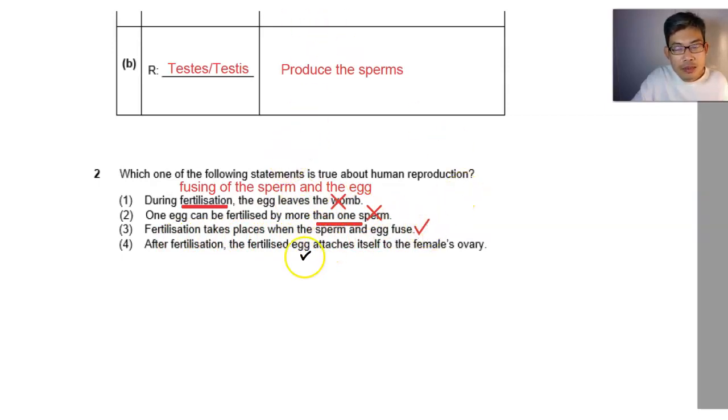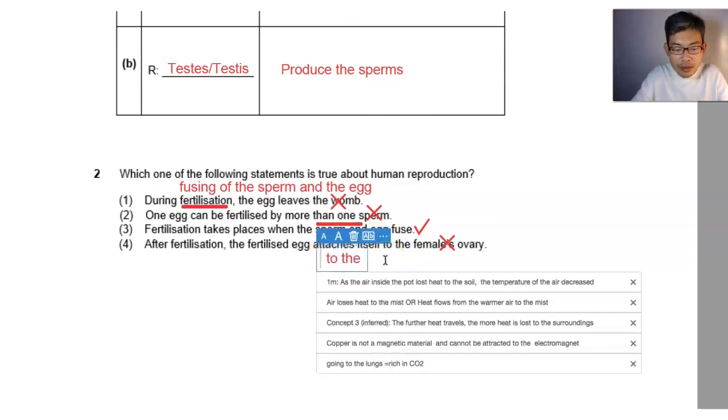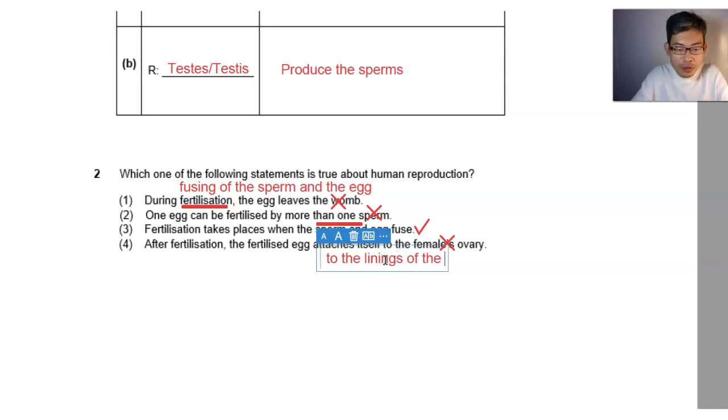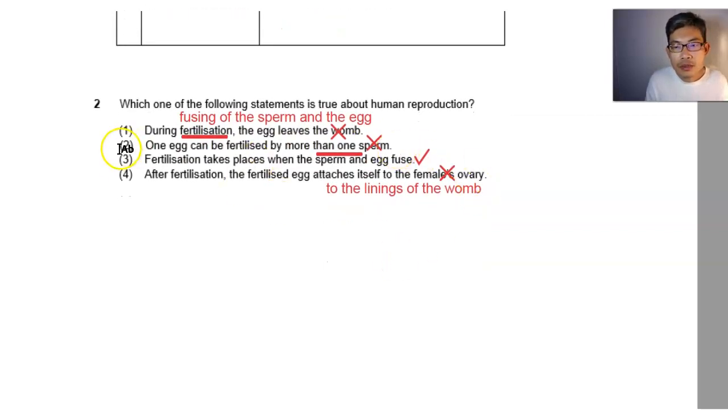Let's check the last one just to be certain. After fertilization, the fertilized egg attaches itself to the female ovary. No, this is wrong. It doesn't attach to the female ovary. Instead, it attaches itself to the linings of the womb. The inside of the womb will provide the fertilized egg with the necessary nutrients as it starts to develop into a fetus and eventually into a baby. So the answer for this is 3.